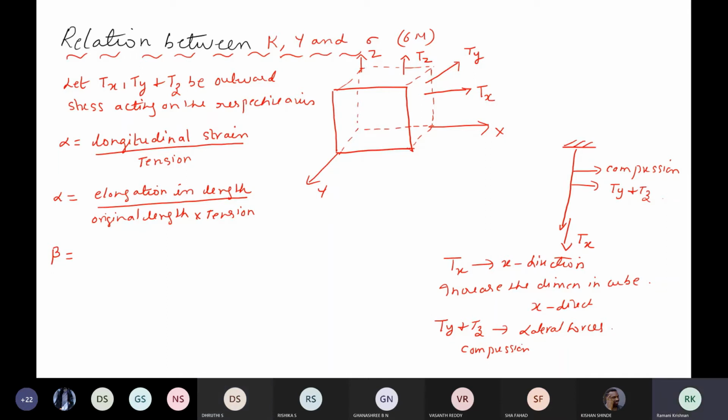Right. Now, what I'm saying, I have taken a cube of unit dimension. It has 3 axes x, y, z, which are perpendicular to each other. What I said, Tx is the stress, tension we'll say hereafter, which is acting in x direction. It is represented as Tx. Ty is a tension which is acting along the y axis. And Tz is a tension which is acting in the z direction.